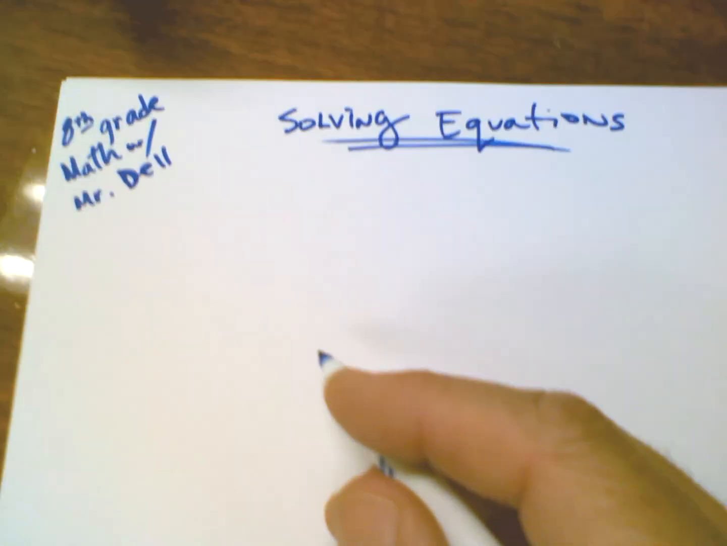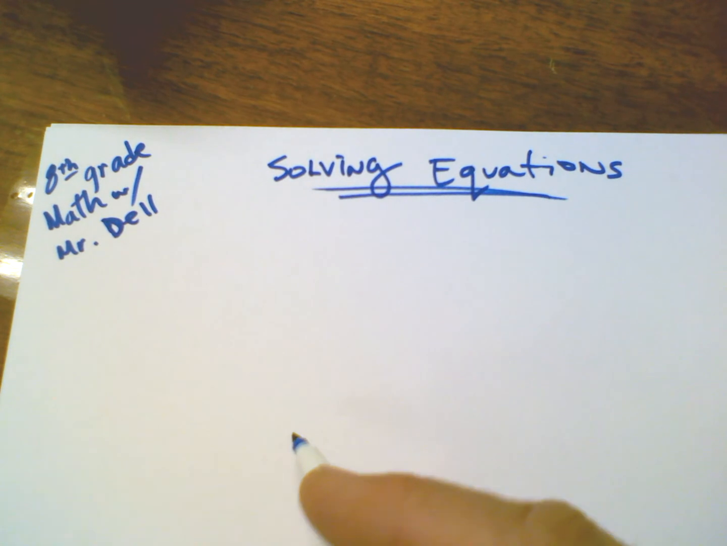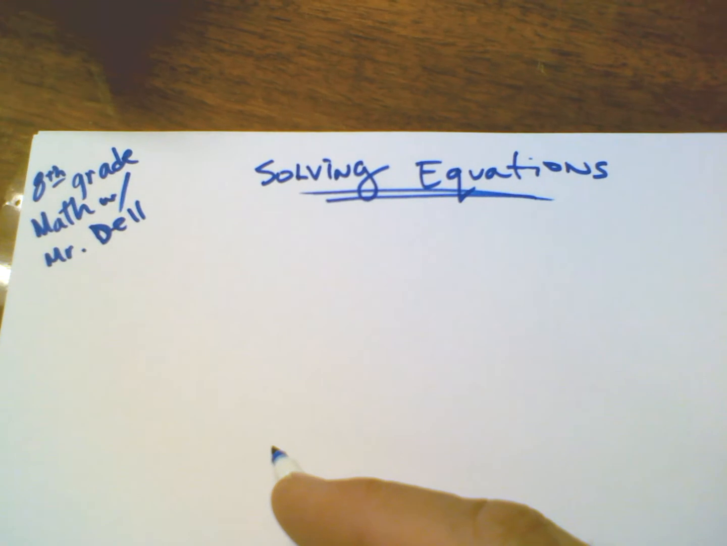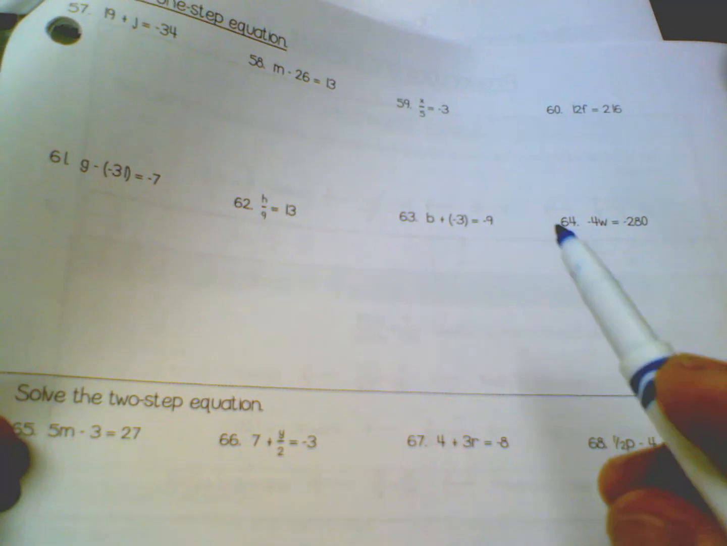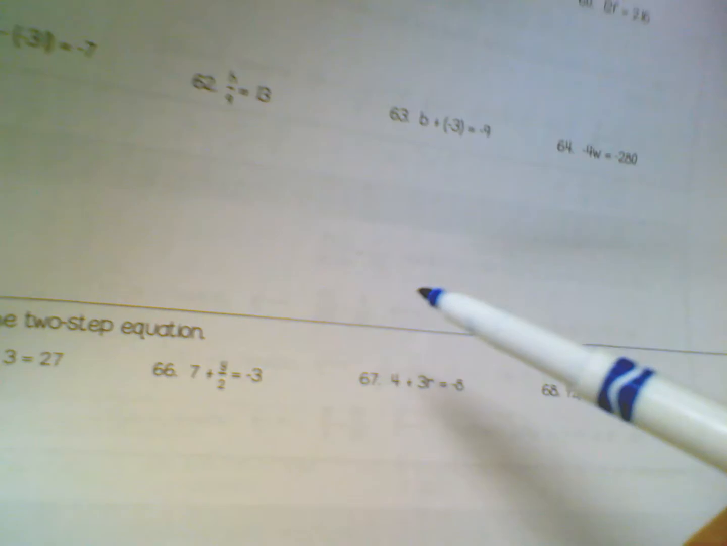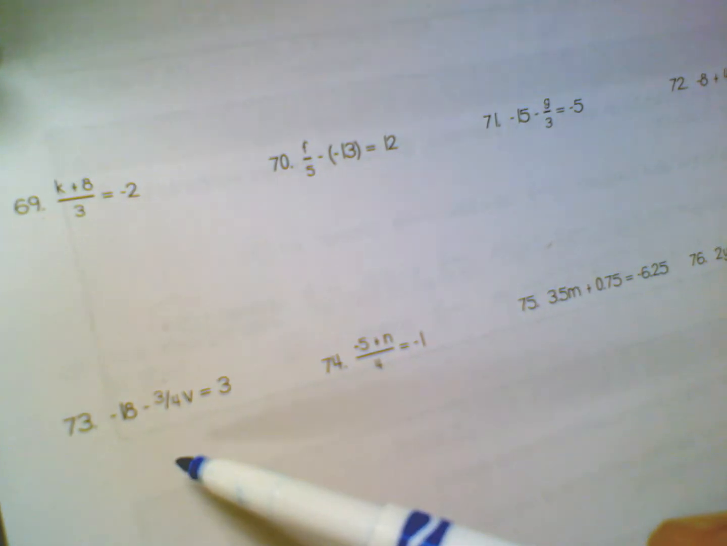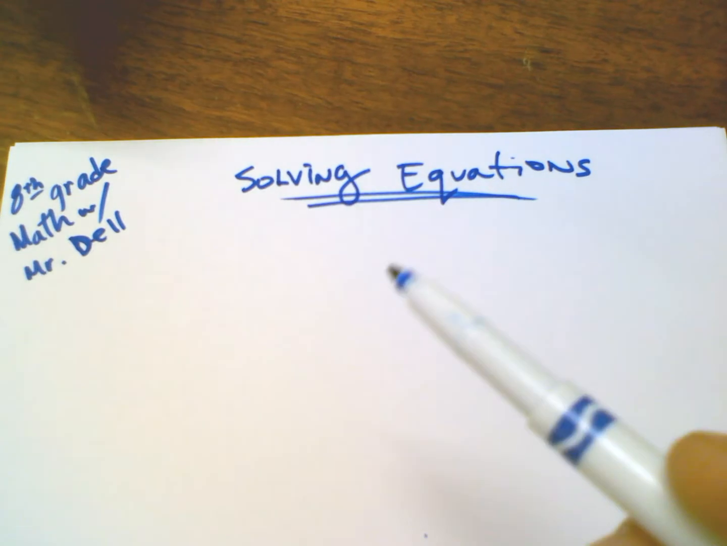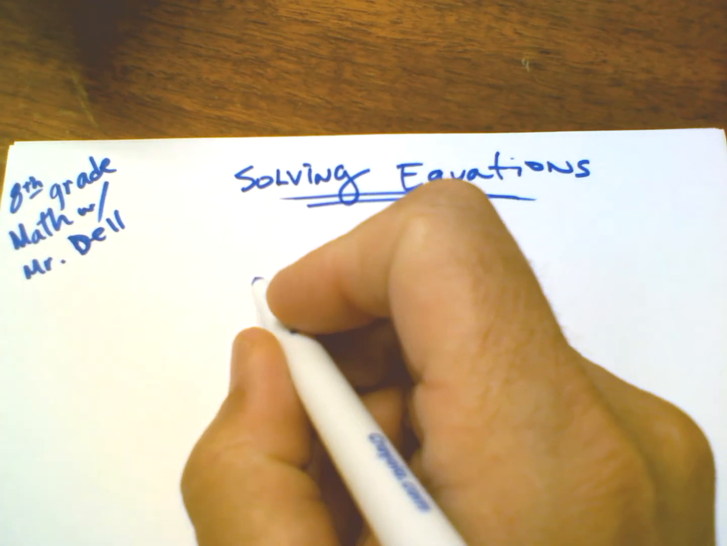All right, so I got asked to do a couple examples on solving equations, a review of solving two-step equations. Specifically, I'm looking at the packet, the Wednesday's assignment, looking at a few from here. And specifically, I'm going to work out number 67 and 73. Those are ones that I'll go through.